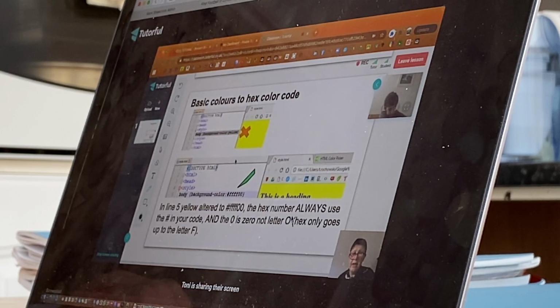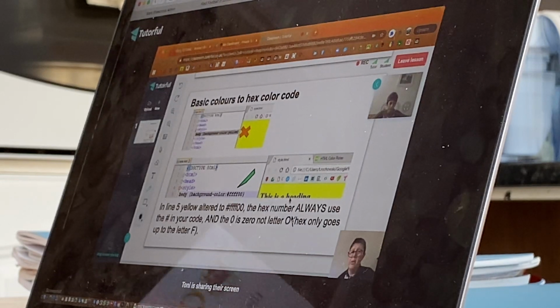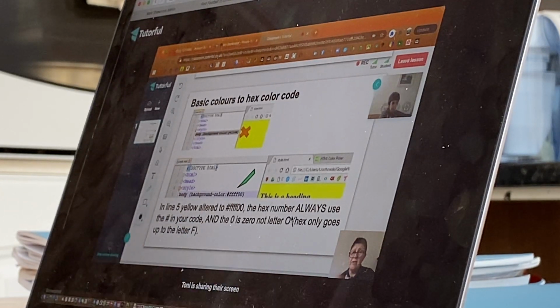So the last one on the screen now, can you see the top one where I've got the background colour as yellow? That only gives me one colour. So as you get better with these hexadecimal numbers, if you use the hexadecimal number, you can have more variety in your colour. So instead of using yellow, you could use hash FFFF00. You've done really well today.